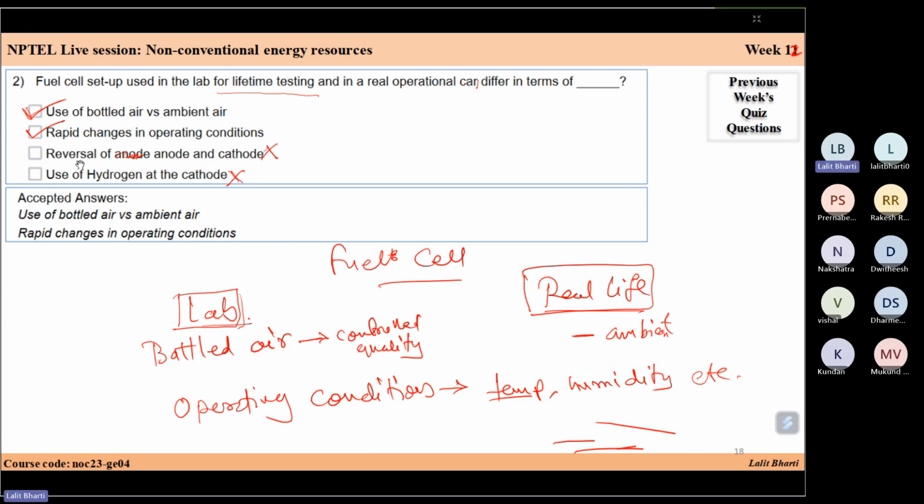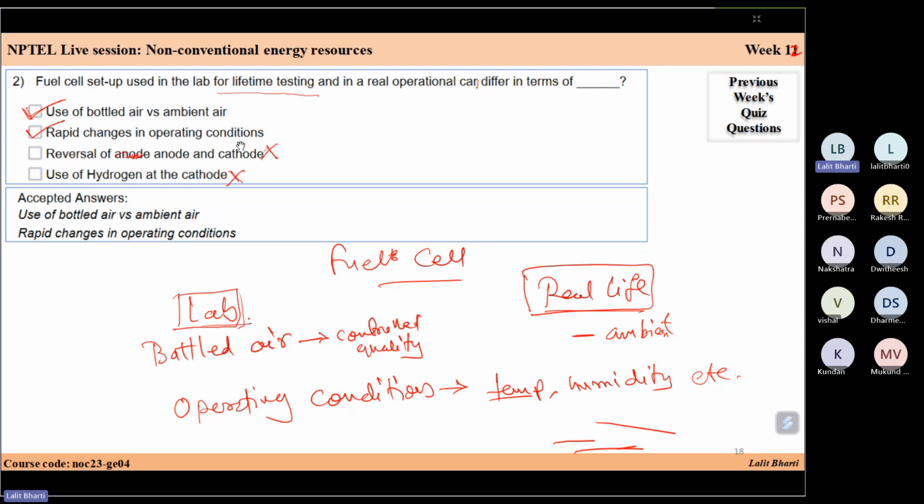So the options are use of bottled air versus ambient air. Basically, in the lab, we have bottled air which is quite pure, at lab grade. The quality is controlled, and we have very few impurities in that air. But in real life, we may have ambient air as the source, which is not at lab grade, so it may have some impurities and contaminations. So we need to take care of that.